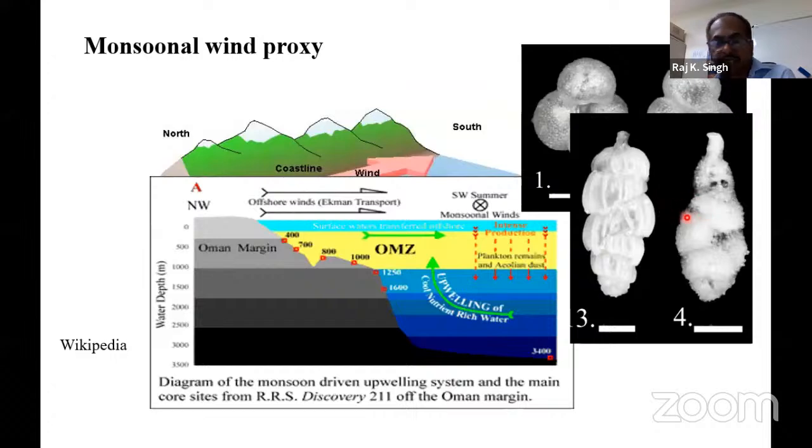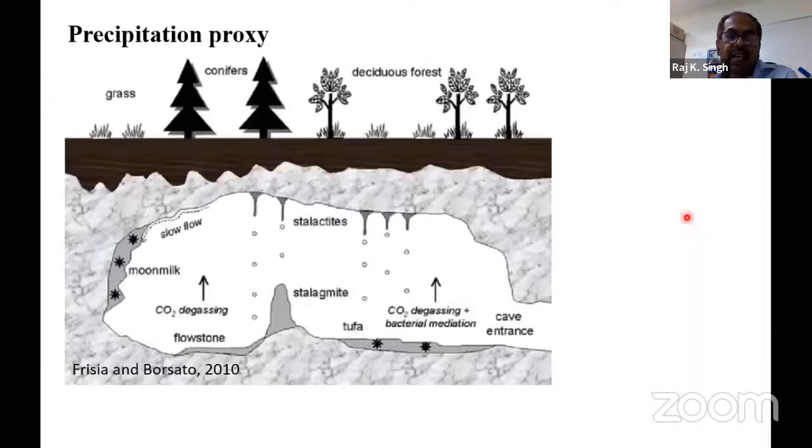It may also be a runoff indicator when we are talking about nutrients or productivity coming up due to runoff. The second proxy is the precipitation proxy, basically; speleothems and cave records are among the best to understand local precipitation in a region.